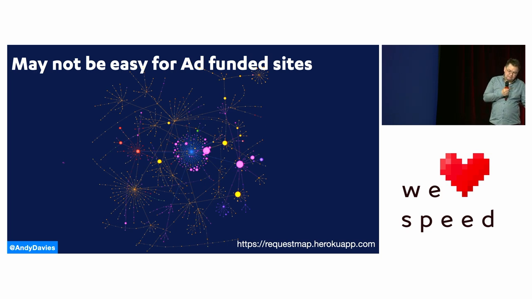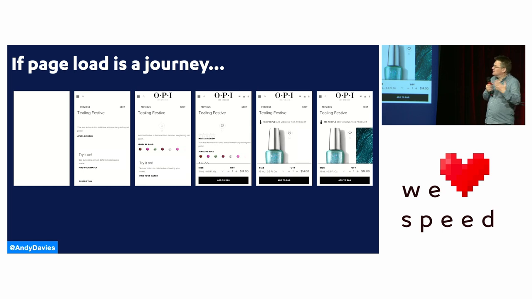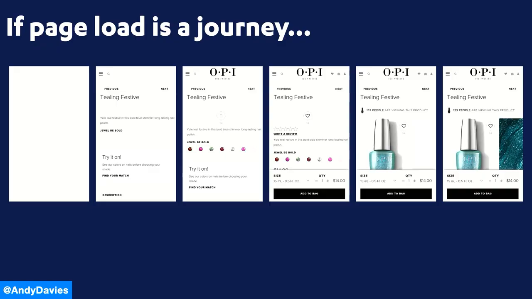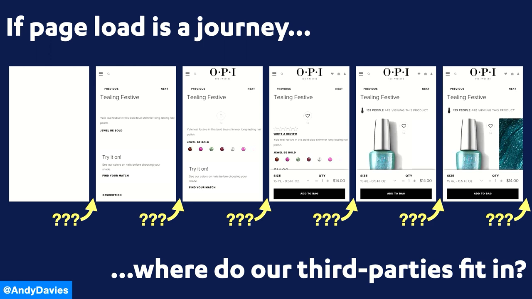But what I'd like to think about is we often talk about page load as a journey to the point where we click on a link, or we type a URL in, we watch the page load, and it builds up, similar here to how OPI, the nail varnish site, loads. And I like to think if page load is a journey, then where do our third parties fit into that journey?